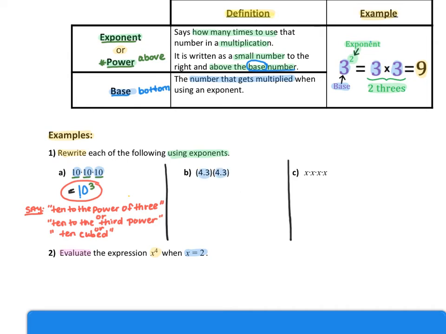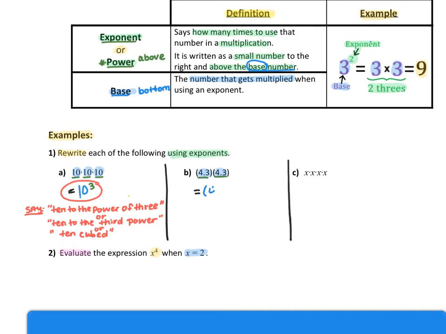Let's look at part B, where 4.3 has been multiplied 2 times. What does that tell us? If we look back at the definition of the exponent or the power, we're looking at the small number above the base, which tells us how many times the number has been multiplied. So the superpower for part B is 2, and the base is the number that's been multiplied. The number that's been multiplied 2 times is the 4.3.